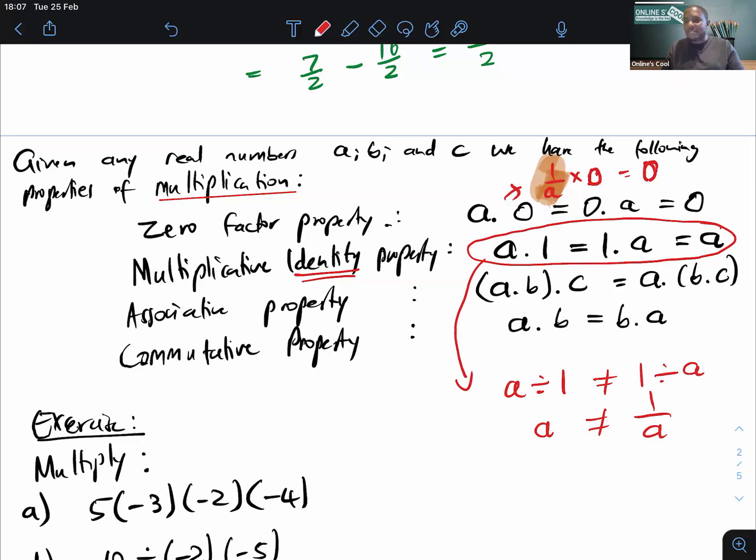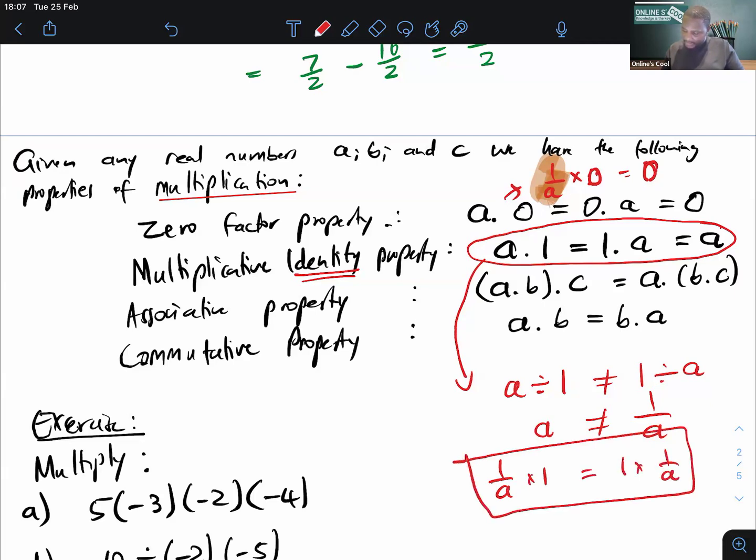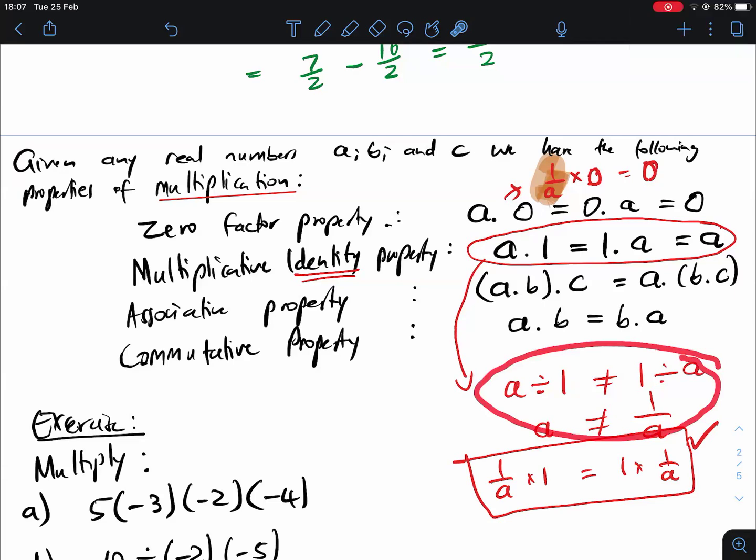So this part of multiplying by 1 only applies in multiplication. It doesn't mean that you can't multiply this. So 1 over A multiplied by 1 is the same as 1 multiplied by 1 over A. This is correct. However, this, it's not the same thing. All right.